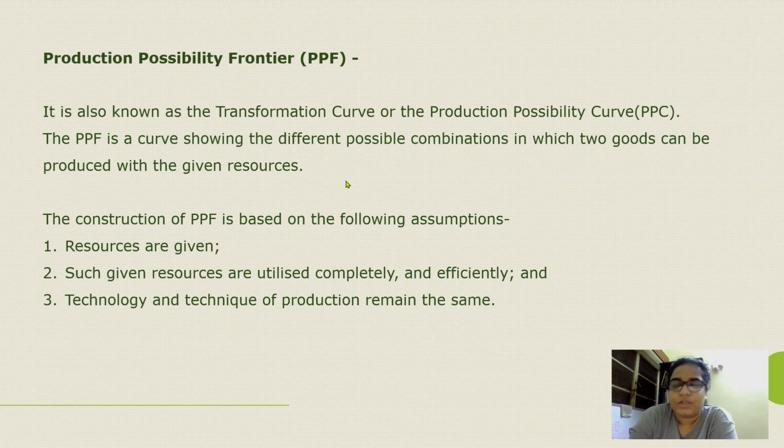Basically, it's a graph that shows the possible combinations of two goods, right? You have a limited number of resources. You can either put all those resources into producing one good, or you can put all of that into producing the second good, or you can produce some of this and some of that. Like good one, you can produce a lot, but a little of good two. Or you can produce a lot of good two, a little bit of good one, or equal. You know what I'm saying? The combinations are depicted graphically in a production possibility frontier.